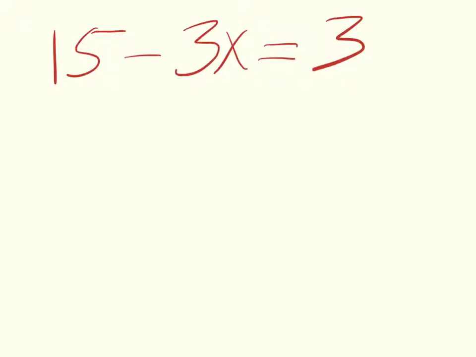Our next problem is a little bit different. We're going to dip into some negative numbers. We've got to remember all our rules about negative numbers. So again, I'm just looking at 15 minus 3x equals 3. Again, my goal is to isolate x, get x by itself.